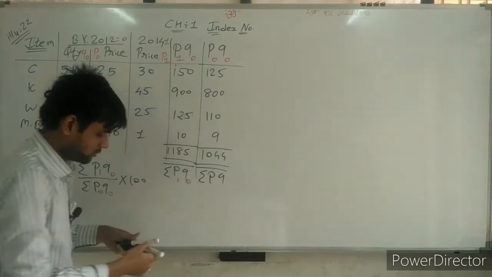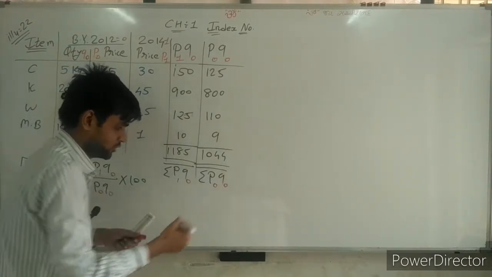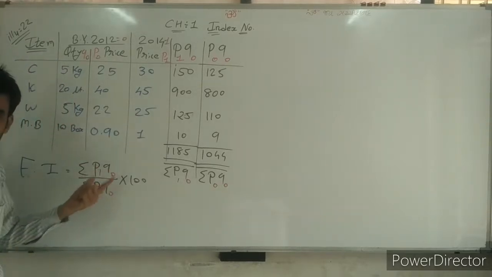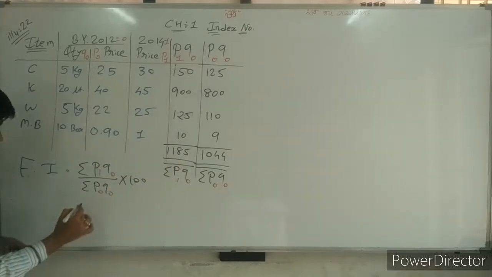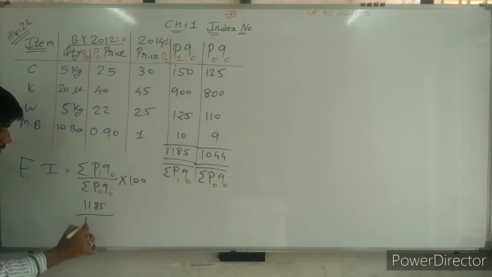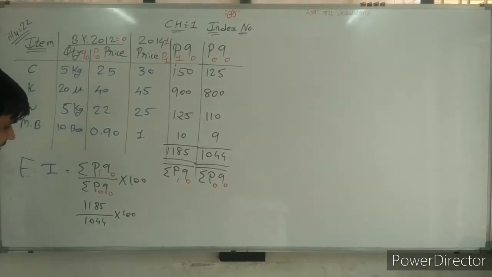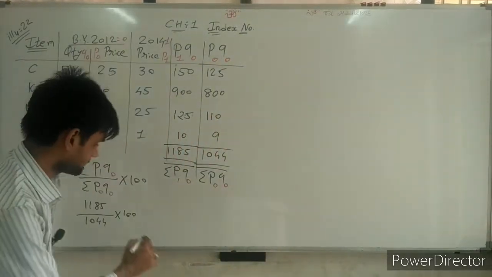Again, sigma P1 Q0 over sigma P0 Q0. Now, sir, we have both the values which we need here. So P1 Q0, 1185, divided by P0 Q0, 1044, multiplication with 100, and we are getting the answer. That answer is 113.05.